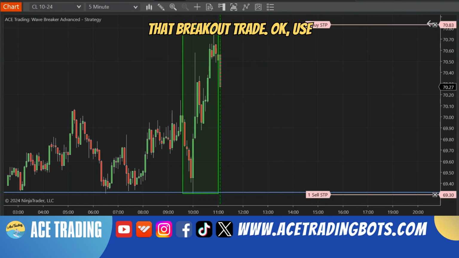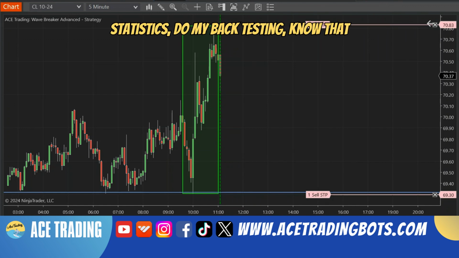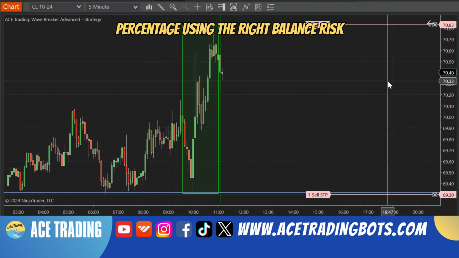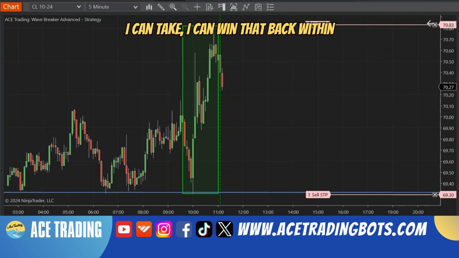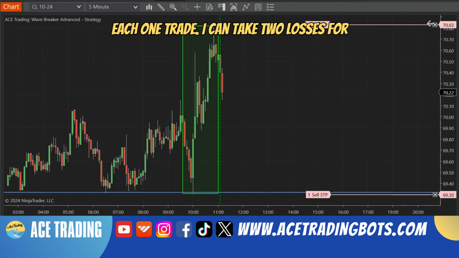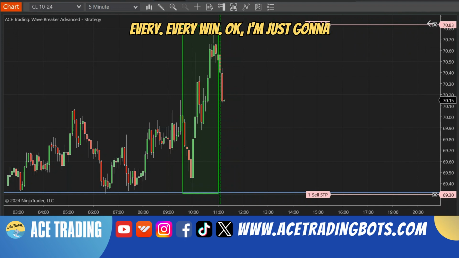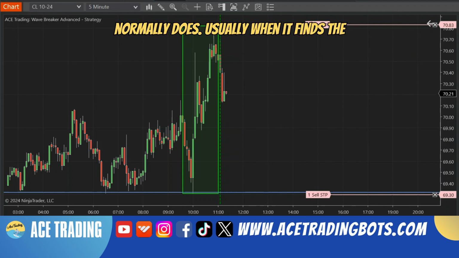Use statistics, do my backtesting, know that it's got a great win percentage, using the right balanced risk to reward ratio, so that if I do take a loss, I can win that back within just one trade. I can take 2 losses for every win. I'm just going to speed this up. And you can see price bounces around in the middle like it normally does.